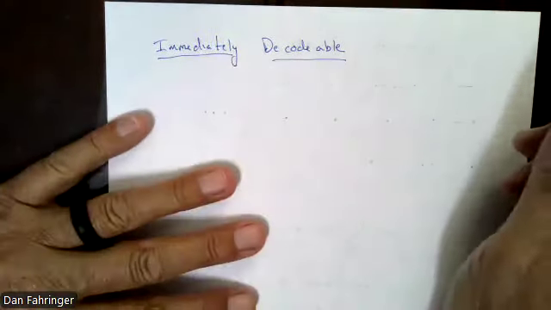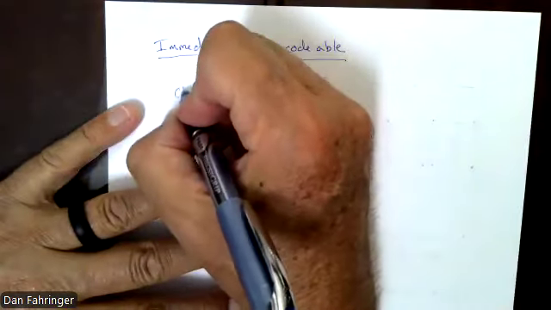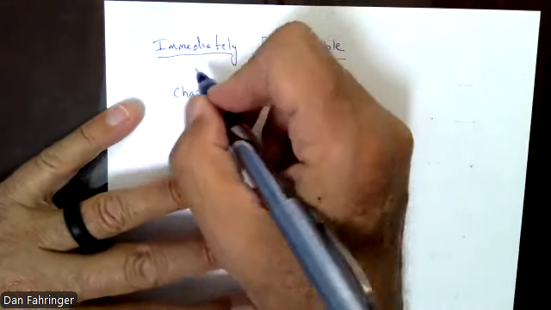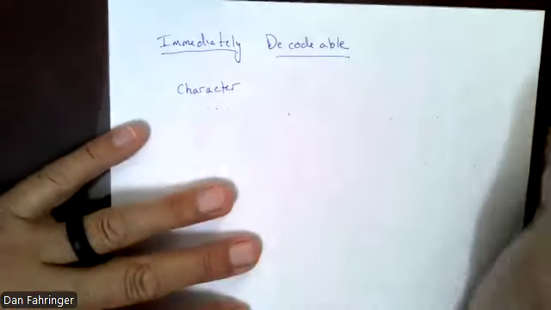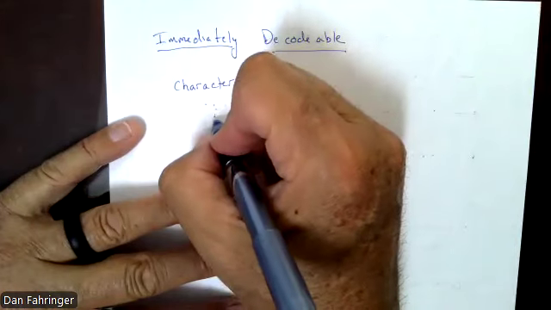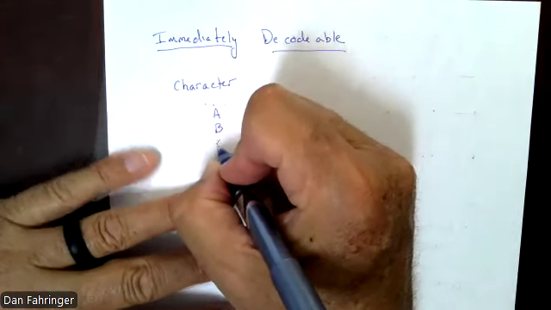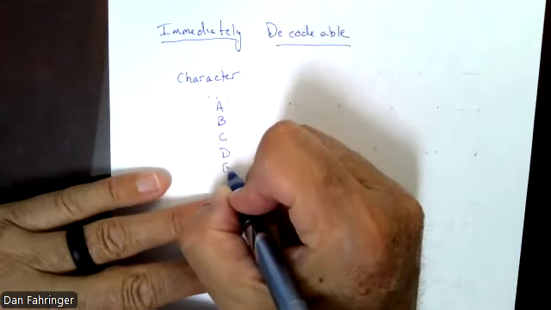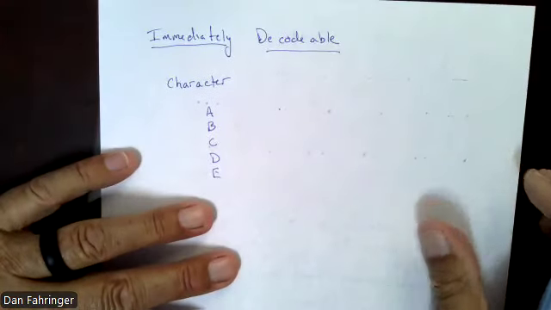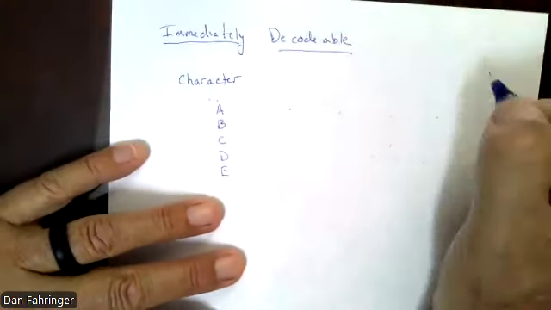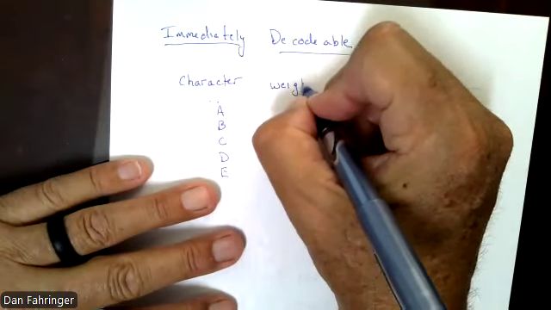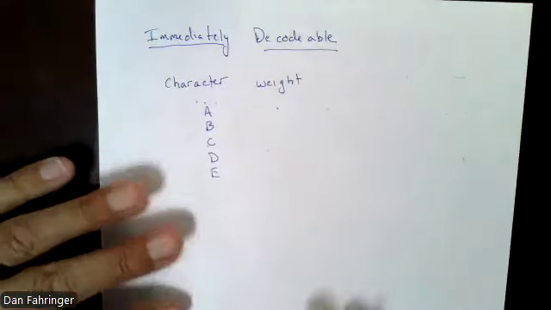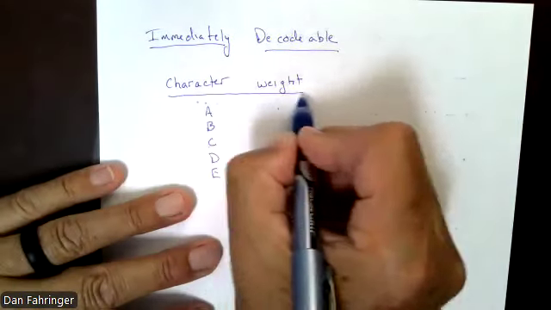All right. So the first thing is we've come up with a new language. Okay. A new language. And this new language only has a couple of letters in it. A, B, C, D, and E. All right. So the first thing we're going to do with these characters is come up with a weight. You'll see how this comes into play. So we're going to calculate the character weight.